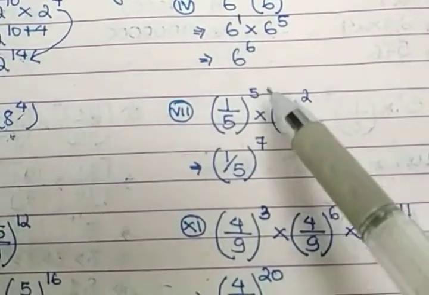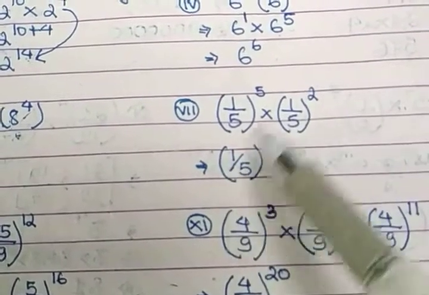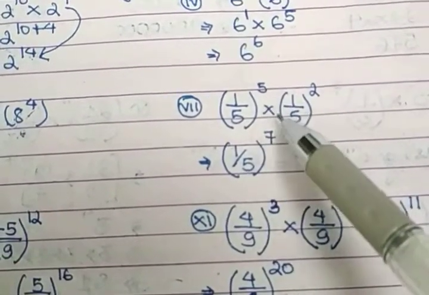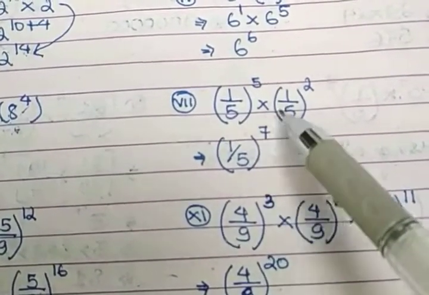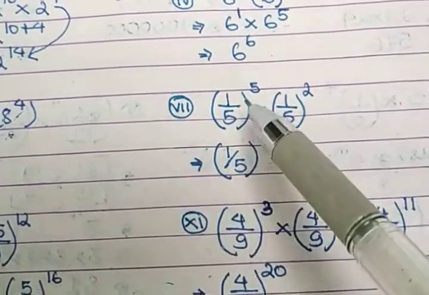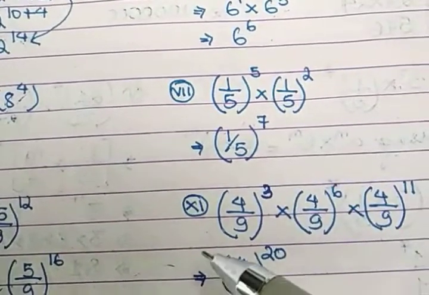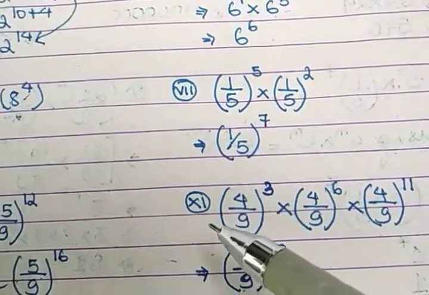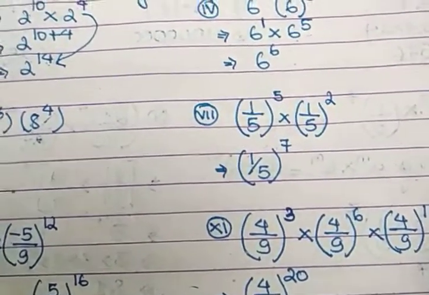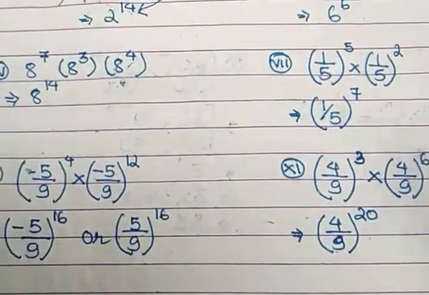See, 1 by 5 to the power 5 into 1 by 5 to the power 2. Again, exponential forms, the relation is multiplication, base same, two different powers. So the base remains same, base 1 by 5, 5 plus 2 is 7. So we are done here, see. No need to do anything, isn't it? It's just that the base is in the fractional form.